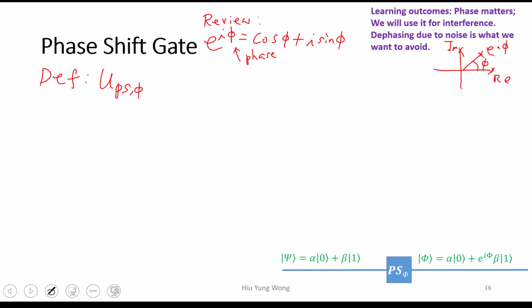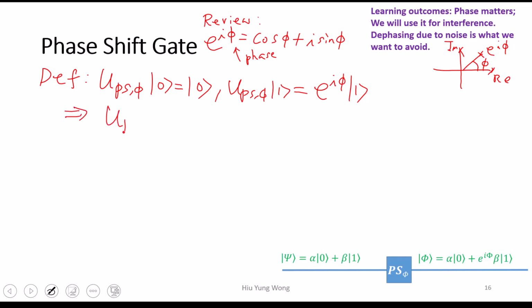Okay, so what does it do? If it is applied to 0, do nothing. But if it is applied to 1, you will add e to the power i phi in front of 1. This is the definition. Accept it. Okay, and we are defining it by how it rotates the basis states, as we have promised. If this is the case, you will find that I can represent this phase shift gate by this matrix: 1, 0, 0, e to the power i phi. It's just like the identity gate, except that this one becomes e to the power i phi.